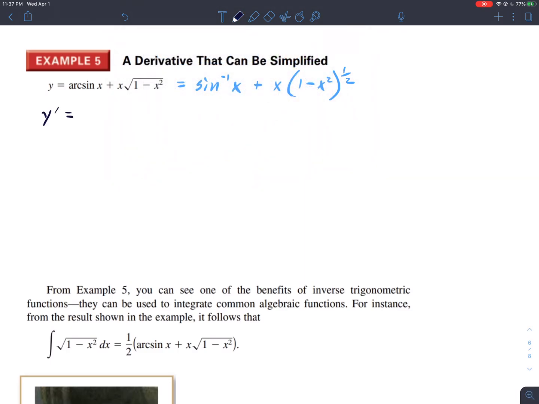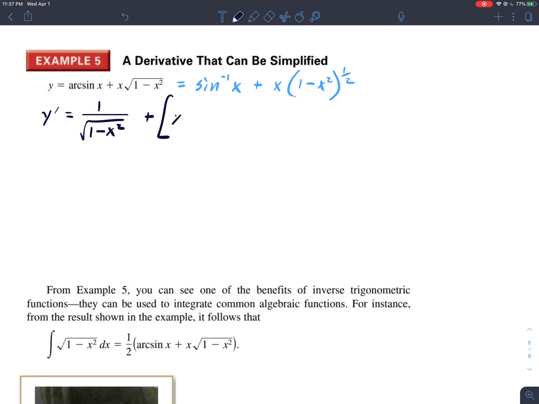So y prime, now again, I'm differentiating this version. Y prime equals, well, derivative of inverse sine is 1 over square root 1 minus x squared. Notice that the input was just x, so no changes. This is just straight application of the formula. And then plus, I'm going to have to use the product rule here. So plus first function x, second function 1 minus x squared to the 1/2, which has a chain rule in.